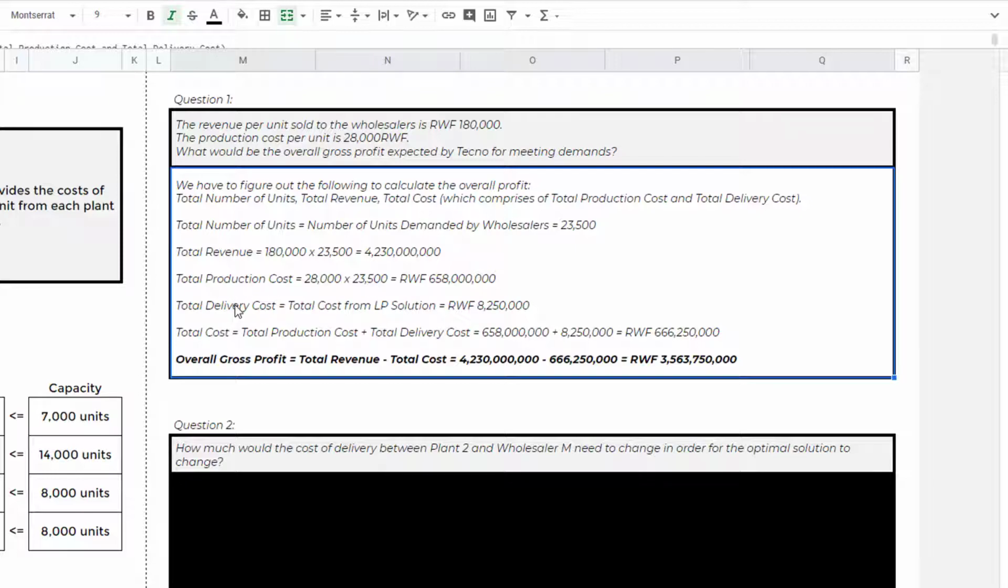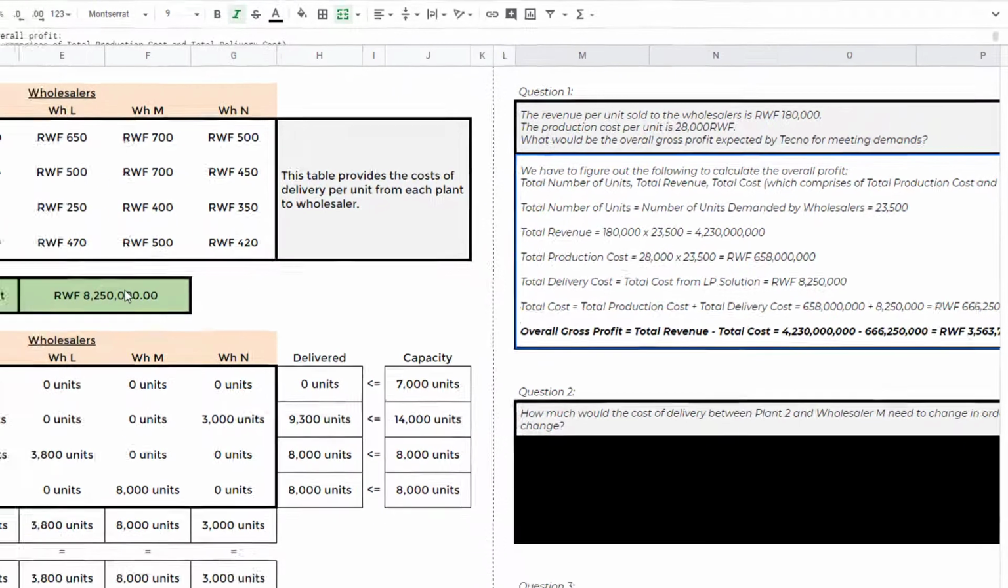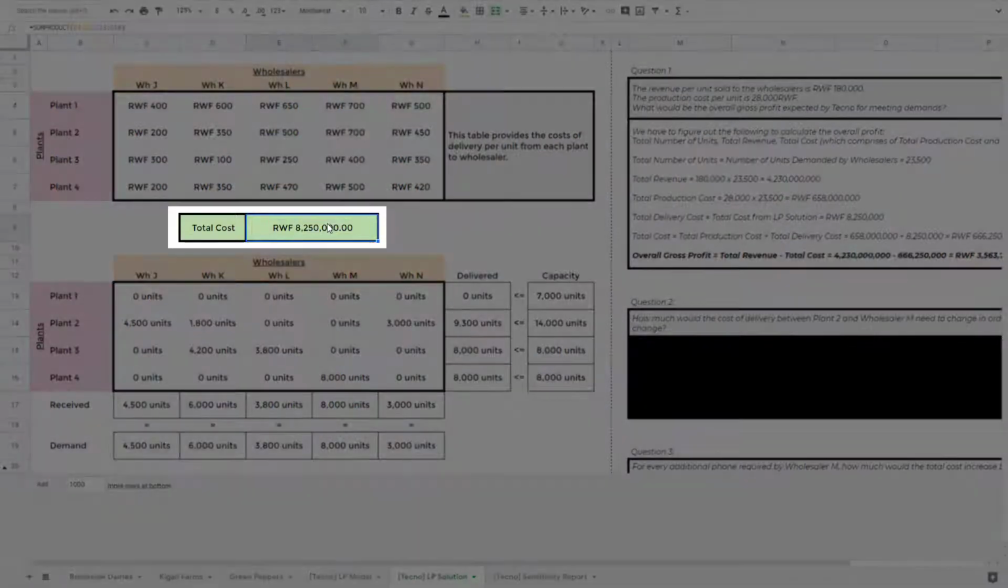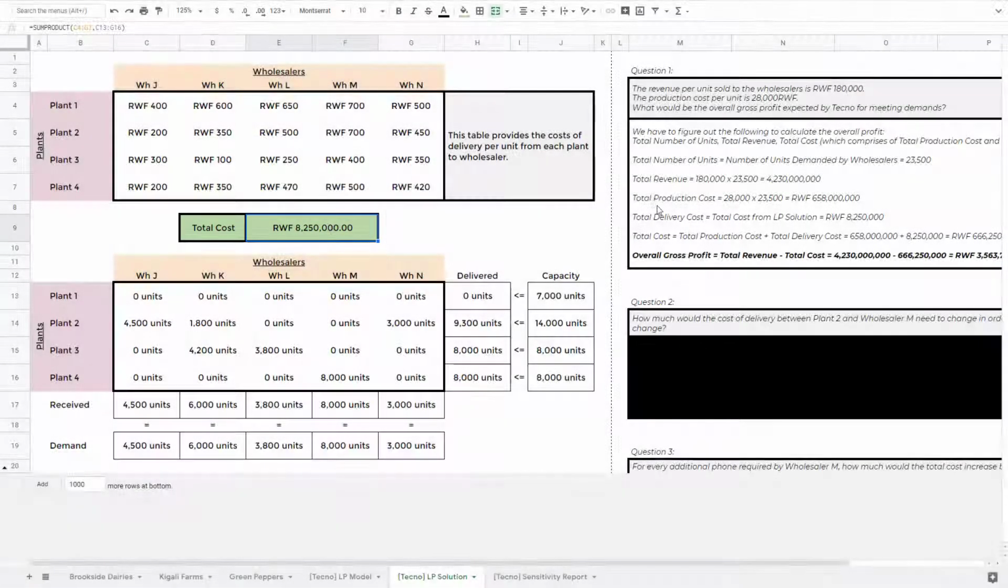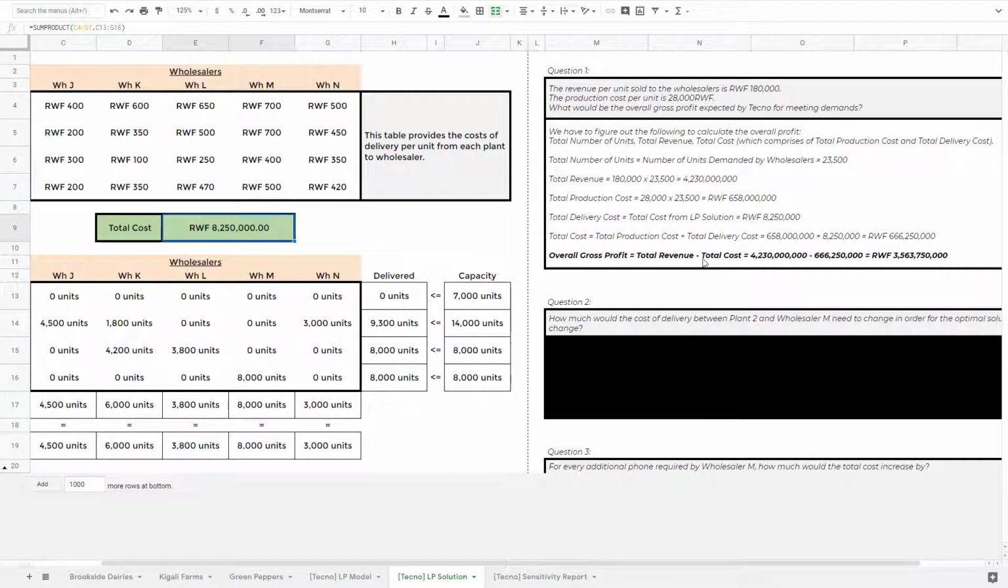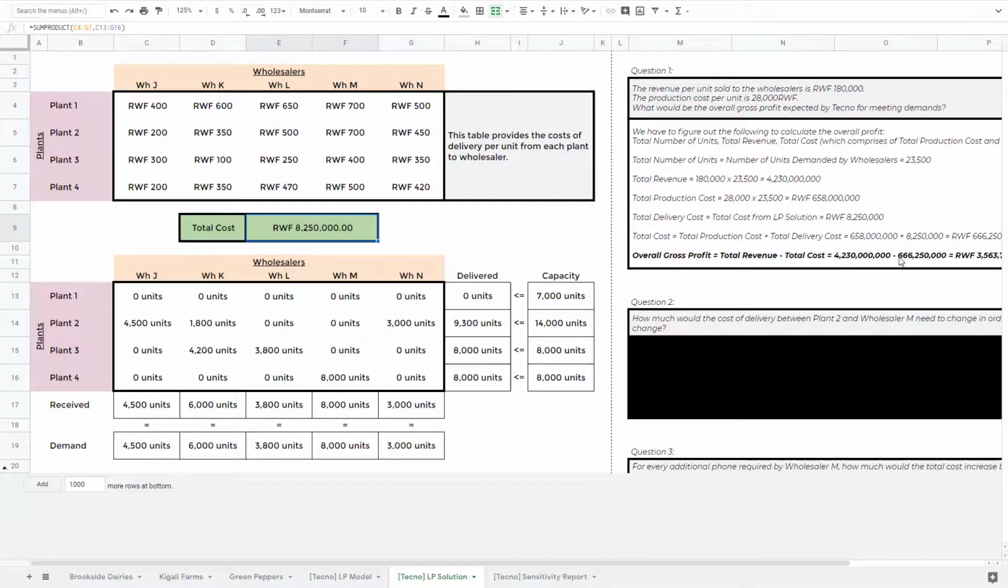And then we can also get the total delivery cost from the solution of our LP problem, which is right here. All right, so the production cost and the delivery or the transportation cost, these two are going to give us our total cost, right? And to eventually get the profit, we're going to just subtract the total cost from the total revenue. That's going to give us our overall profit of around 3.56 million francs, right? So that's it with the first part of the question.